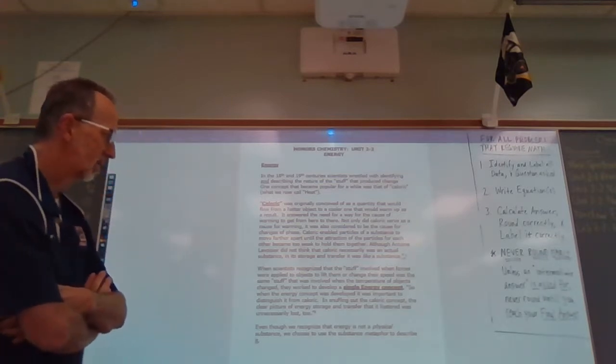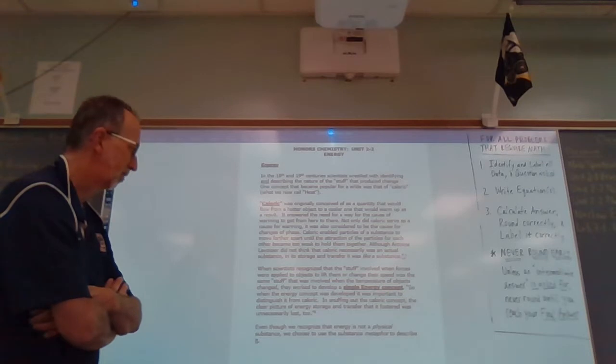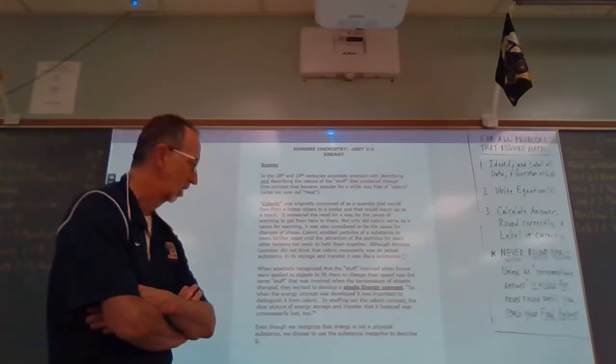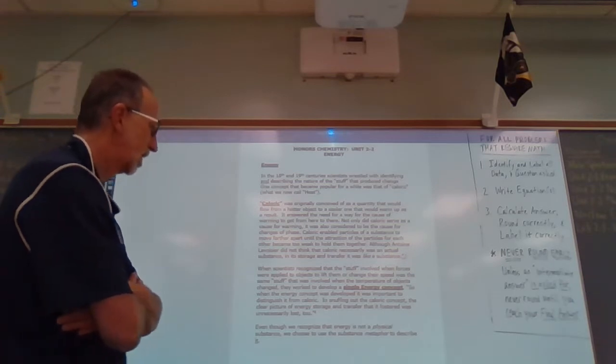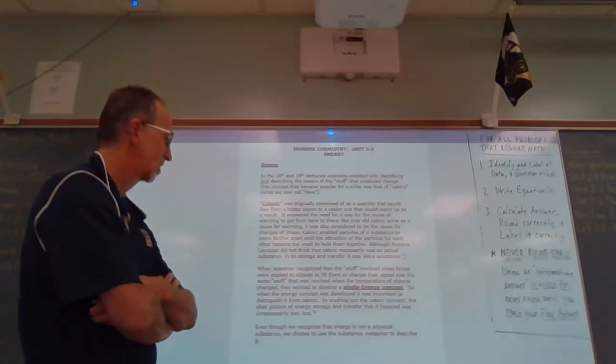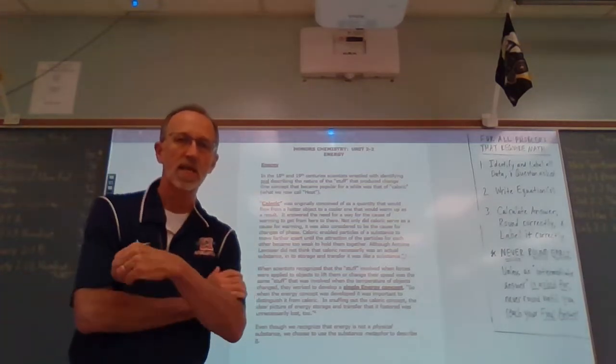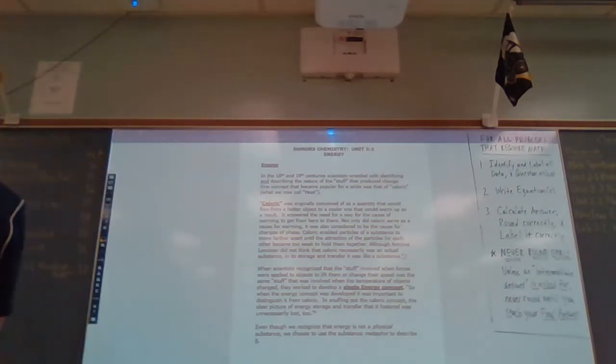And in snuffing out the caloric concept, the clear picture of energy storage and transfer that it fostered was unnecessarily lost too. So even though we recognize that energy is not a physical substance, we choose to use the term substance as a metaphor in order to describe it.